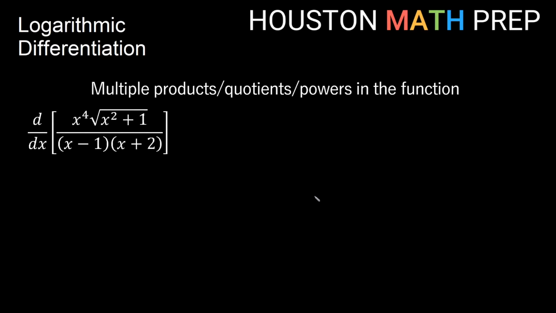Let's look at another example here. We'll move through it a bit more quickly this time. So for this one, we have the derivative of x to the 4th times the square root of x squared plus 1, and all of that is over x minus 1 times x plus 2. So again, what we'll do here is we'll go ahead and have y equal all of this stuff. So y equals x to the 4 square root x squared plus 1 all over x minus 1 x plus 2. And then remember what we do.